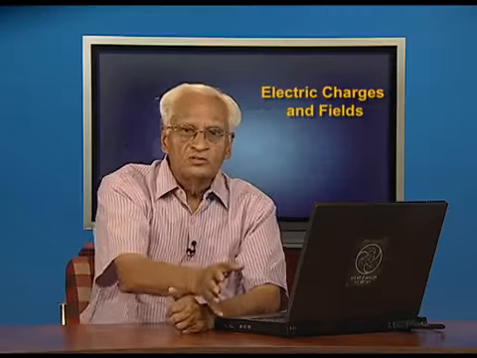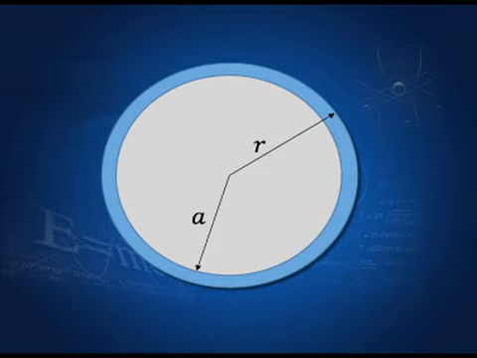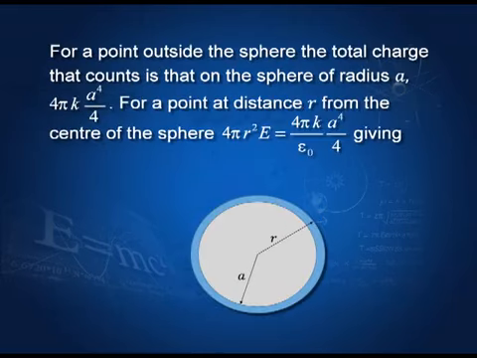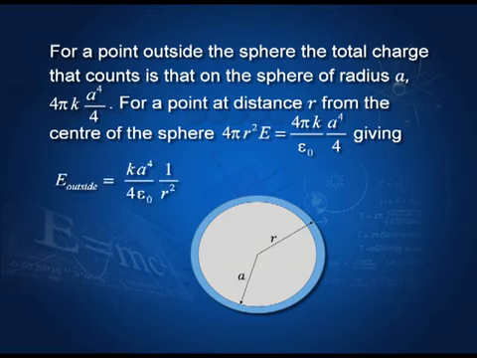Now, for a point outside, the whole charge is inside, and what is this charge? Again, we can draw a shell, and this is 4 pi r squared k r dr, that is the charge. Now, if I integrate from 0 to a, I get the total charge, 4 pi k a 4 by 4. And again from Gauss theorem, 4 pi r squared E is equal to 4 pi k a 4 by 4 divided by epsilon 0. So, therefore, E outside is k a 4 by 4 epsilon 0 into 1 by r squared.